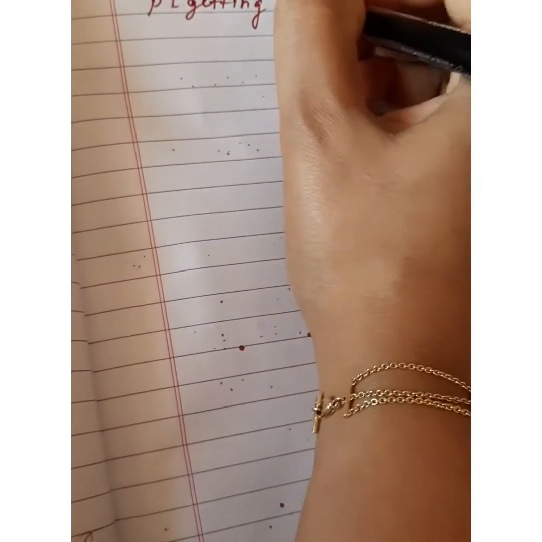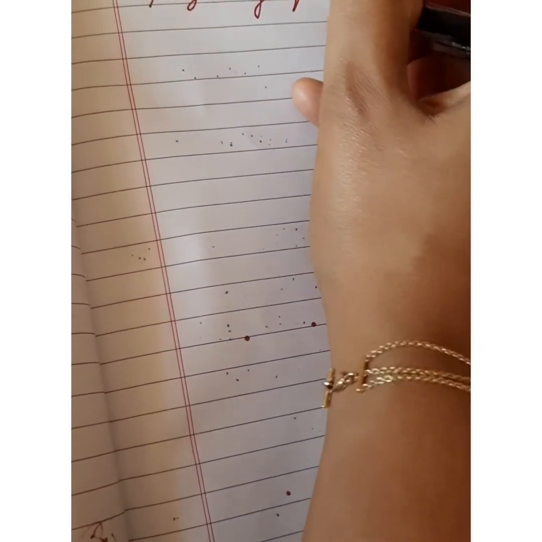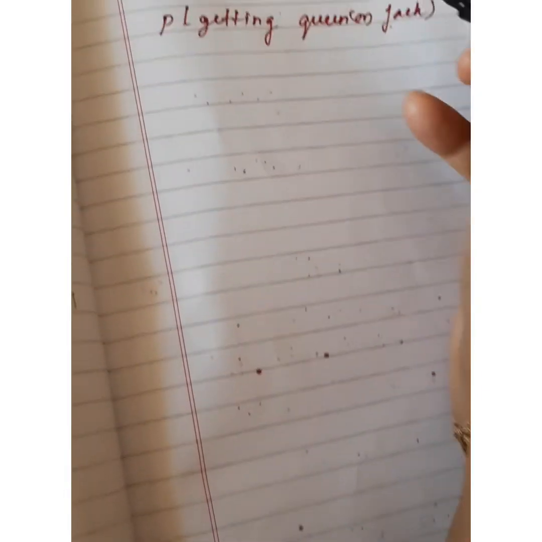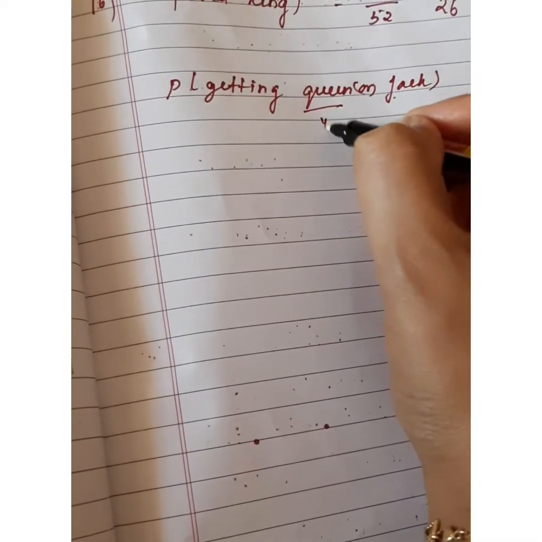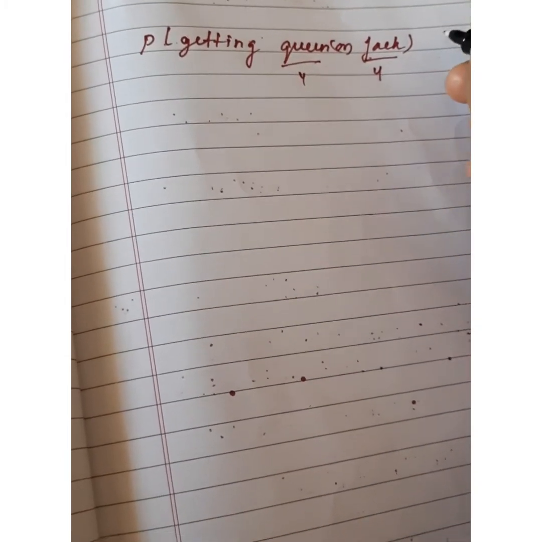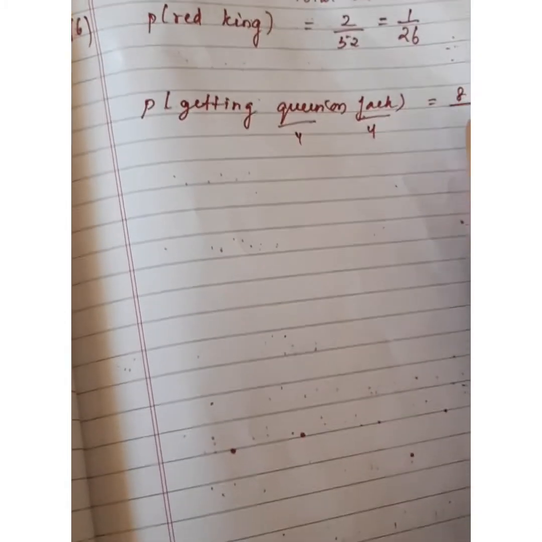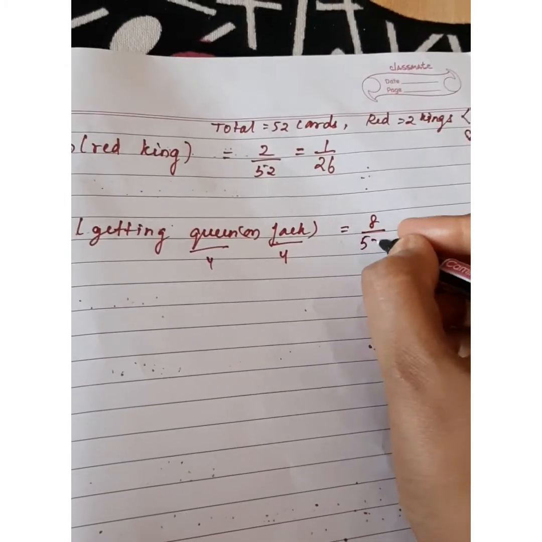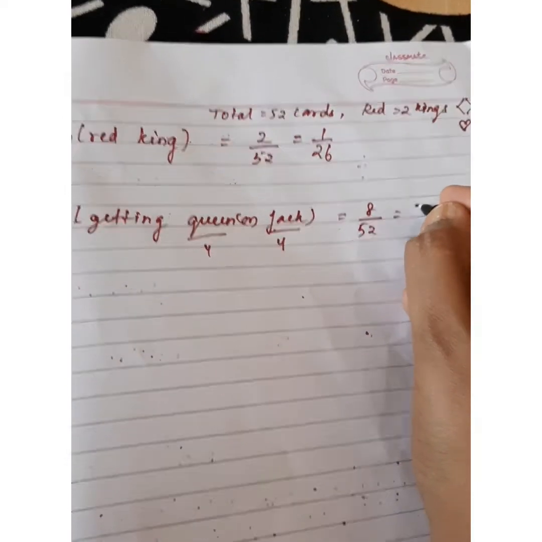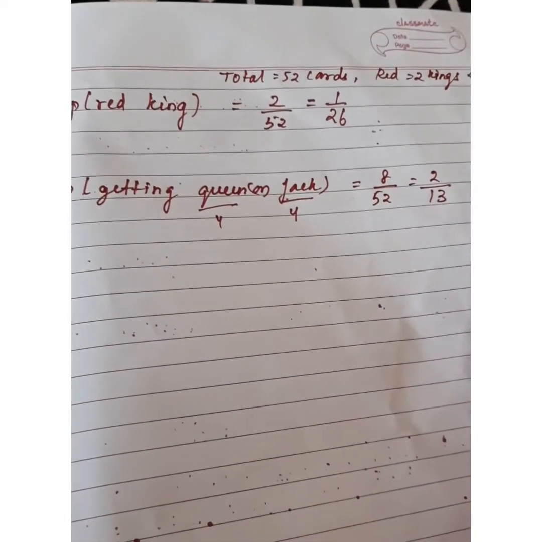Probability of getting a queen or jack, that's again going to be 4 queens, 4 jacks in the whole stack, 2 blacks and 2 reds each. So that's going to be 4 plus 4, so 8 by 52, which is equal to 2 by 13.